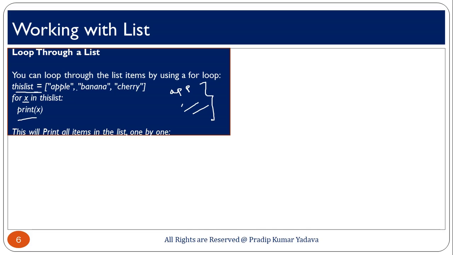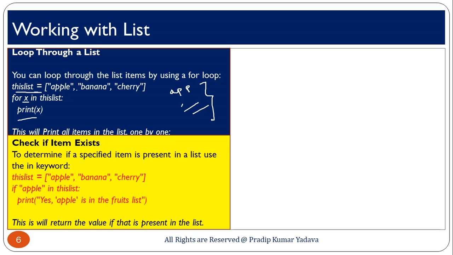So, whenever you are working with a list, most of the time we generally use a for loop for accessing each item, for comparing each item, for adding each item. So, whenever you are going to make a program on a list, definitely we are going to use a for loop also. And check if item exists. Suppose you want to check whether a particular item is present in that list or not. So, by using if, you can check it.